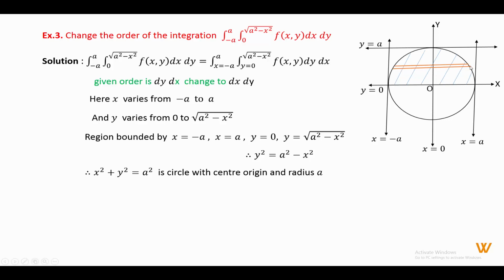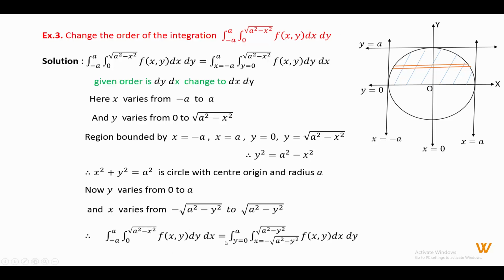Now find the limit in this region, means find the value of x in this region. By using the equation of circle x square plus y square equal to a square, we get x square equal to a square minus y square, and therefore x equal to plus or minus square root of a square minus y square, means x varies from minus of square root a square minus y square to square root a square minus y square, and y varies from 0 to a.